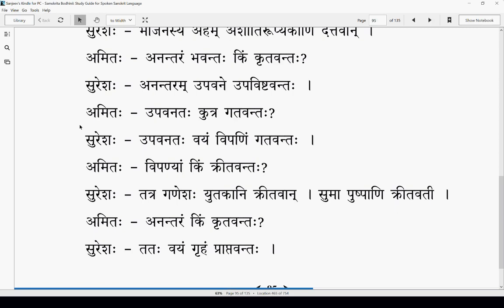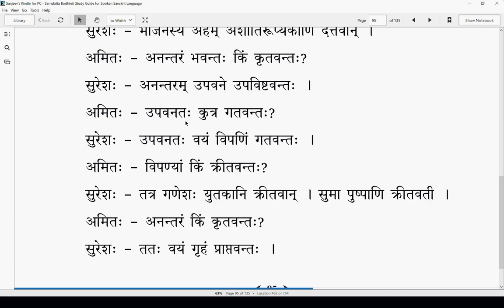Amitaha. Upavanataha vayam vipanim gatavantaha. From the garden, we went to Vipanim. So one usage here is taha. I think we have seen that, right? Taha is used in what sense? Upavanataha. Now upavanataha is an avyayam here. When taha is added to any pratipadikam like this, upavana is a pratipadikam and we are adding taha, then it becomes avyayam.